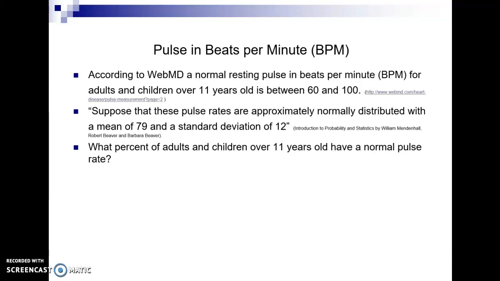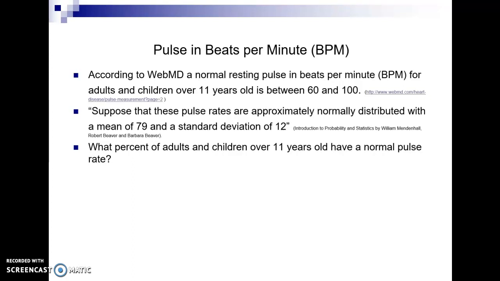Hello, we are going to do a problem involving pulse in beats per minute, given that pulse is normally distributed. Reading our prompt, according to WebMD, a normal resting pulse in beats per minute for adults and children over 11 years old is between 60 and 100. We are to suppose that these pulse rates are approximately normally distributed with a mean of 79 and a standard deviation of 12. We are asked what percent of adults and children over 11 years old have a normal pulse rate.